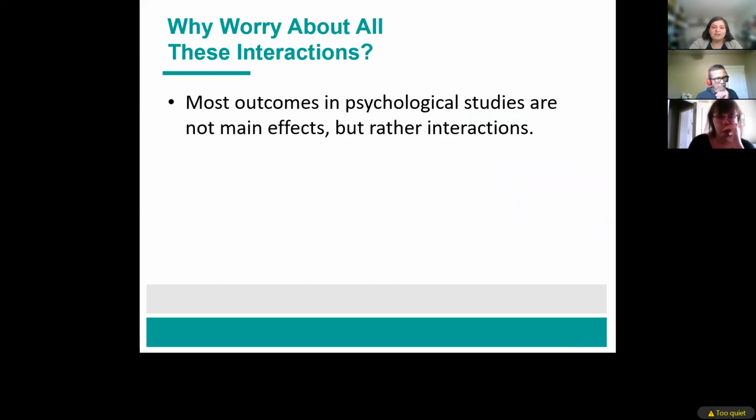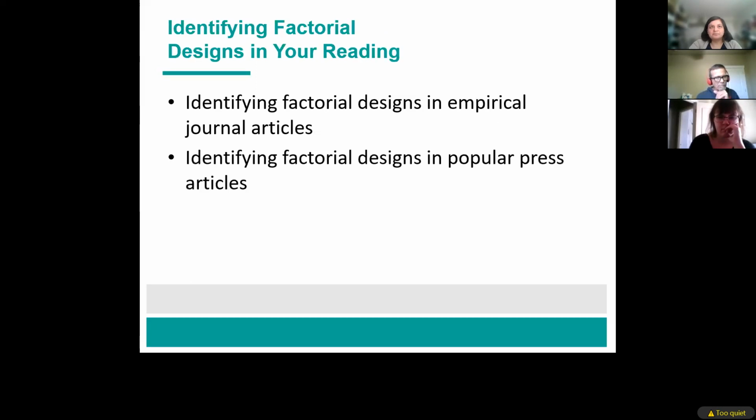All right, we're almost there. Why worry about all the interactions? Most outcomes in psychological studies are not main effects, but rather interactions. If it were just main effects, that would mean life was really simple and one-dimensional, but the interactions allow us to generalize, to find when things happen, what the limits are, and so on.